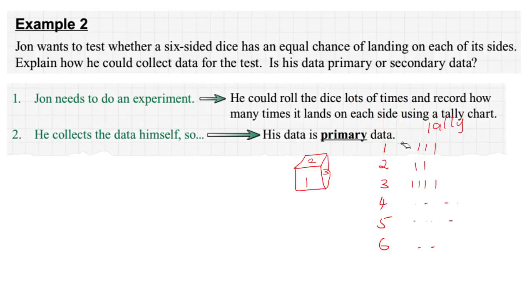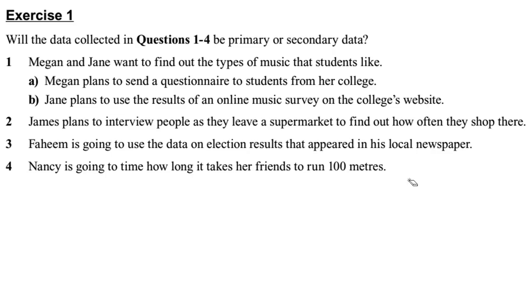So again, he could roll the dice lots of times and record how many times it lands on each side using a tally chart. So that's how you can collect this data. And the data will be primary data because he's doing it himself. Okay. Right. So I would like you now to pause the video and try question 1 to 4, please.